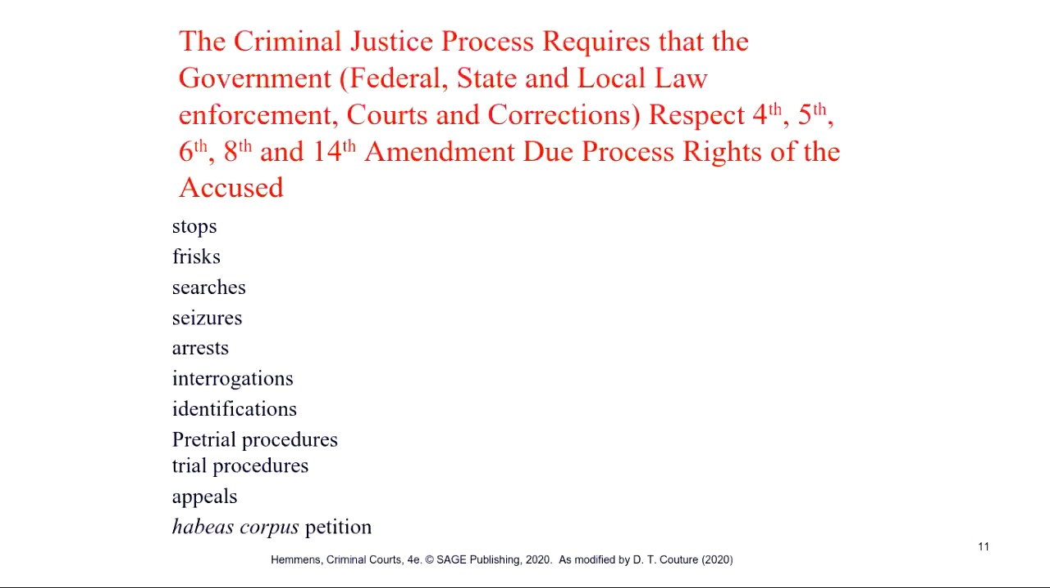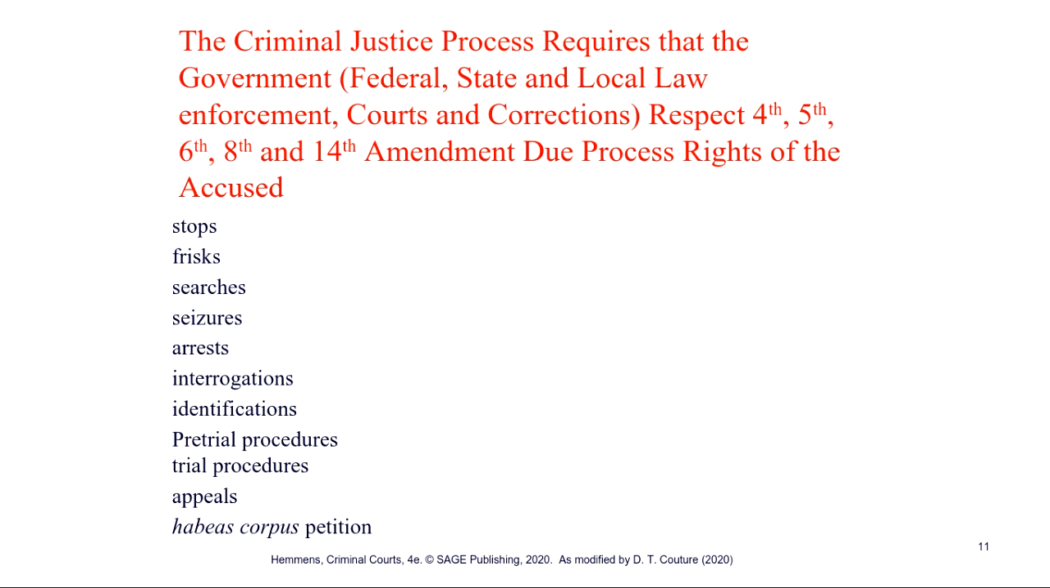Okay, so stage 1 involves the whole criminal justice process as a whole, from the commission of a crime, or actually an arrest of an individual, an investigation that results in arrest, all the way through to appeals or habeas corpus petitions. All have due process rights that state, federal, and local government must respect. 4th Amendment, 5th, 6th, 8th, and 14th Amendment.